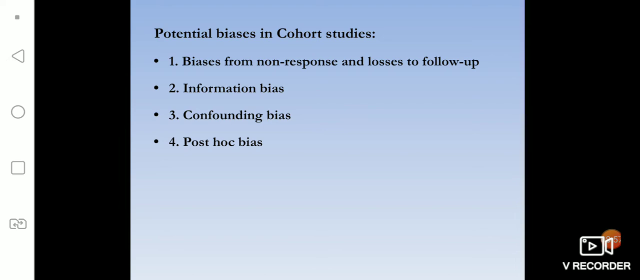Next, coming to the post hoc bias, or we can call it analytic bias. This happens because the epidemiologists or statisticians, whoever is analyzing the data, have strong preconceptions. Unintentionally they introduce these kinds of biases during the data analysis and they get a misinterpretation of the study findings. This is a bias which can be avoided because they should not do any kind of data dredging. So these are the potential biases you can experience in cohort studies.